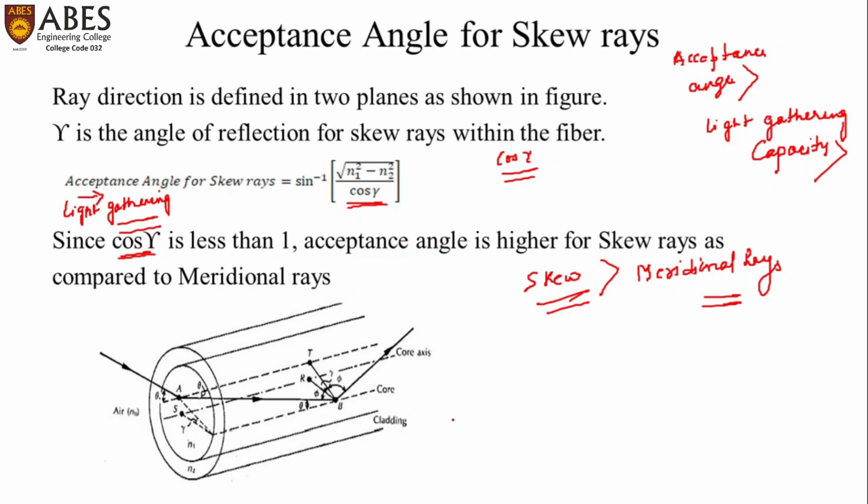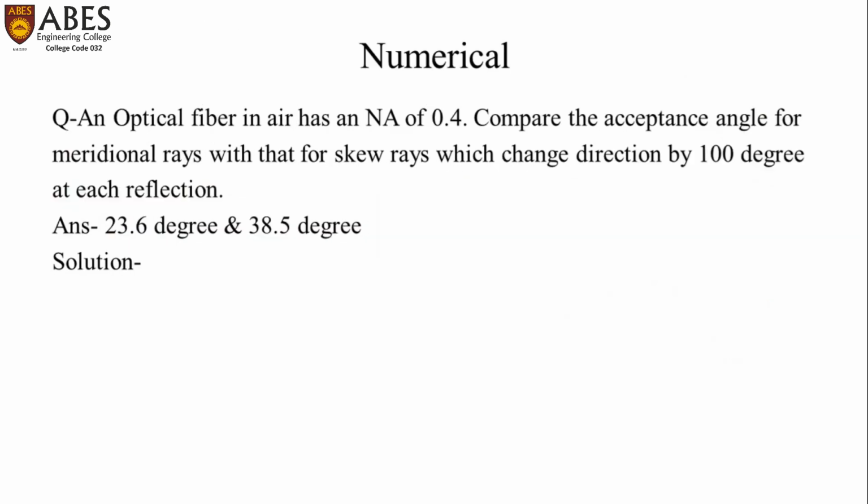We all know the acceptance angle for the meridional rays is given by sine inverse under root n1 square minus n2 square, and for the skew rays, it gets divided by the cos gamma, and cos gamma value is always less than 1, or in the maximum case it will be 1. So we can easily see that the acceptance angle, or in turn the light gathering capacity, for the skew rays is higher than that of the meridional rays.